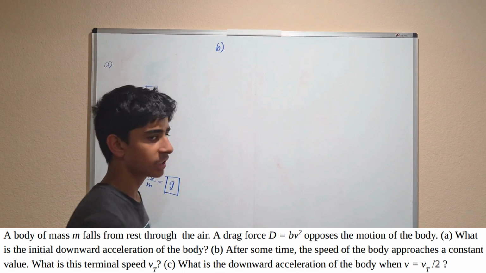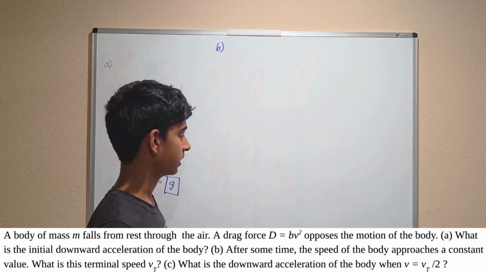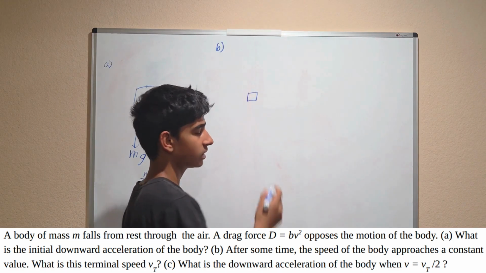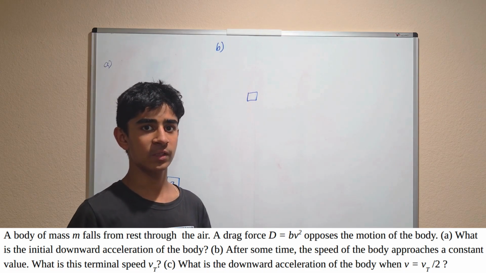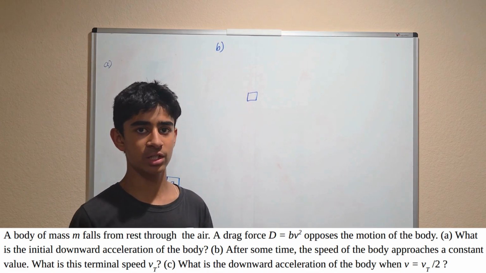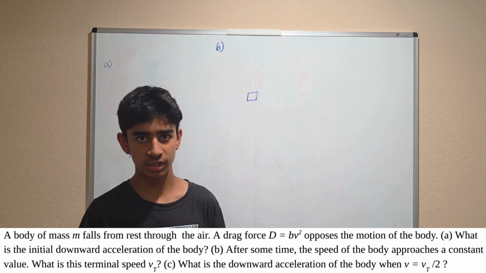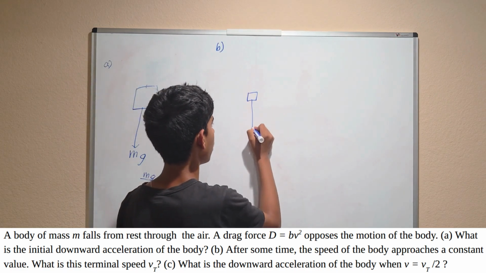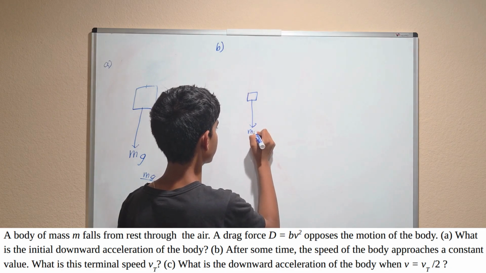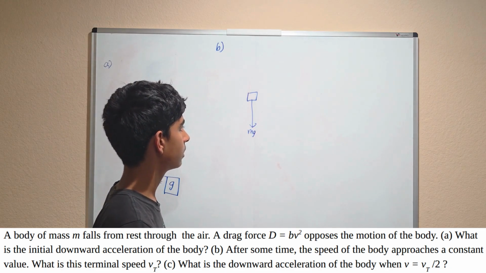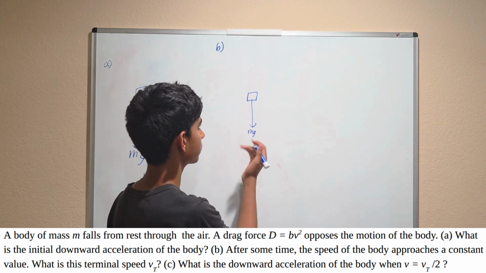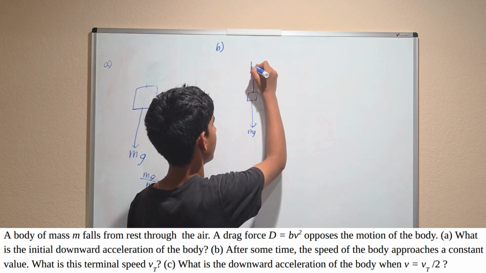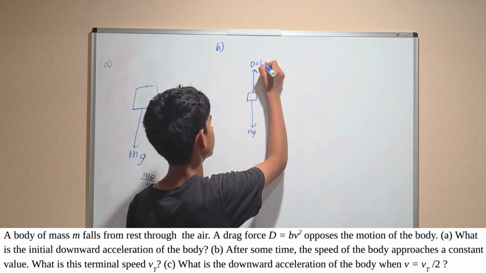For B, it's asking to find the terminal velocity. This basically means the object is at a constant velocity. But if it's at a constant velocity, there's no acceleration. And if there's no acceleration, there's also no net force. There will always be a downward force due to gravity. But how can we oppose this? Well, the only other force there is in this scenario is drag, which is equal to bv squared.